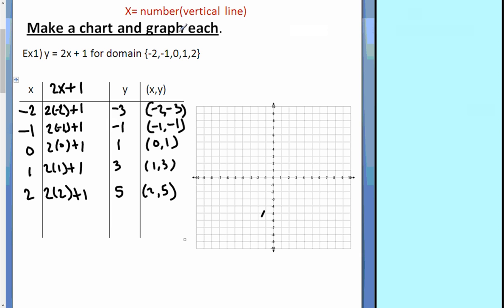This takes a little bit of work, but nothing's hard about it. It just takes a few minutes. As we go along in this chapter, you're going to start learning other ways of graphing. This is probably the least efficient way of graphing, but it always does work.